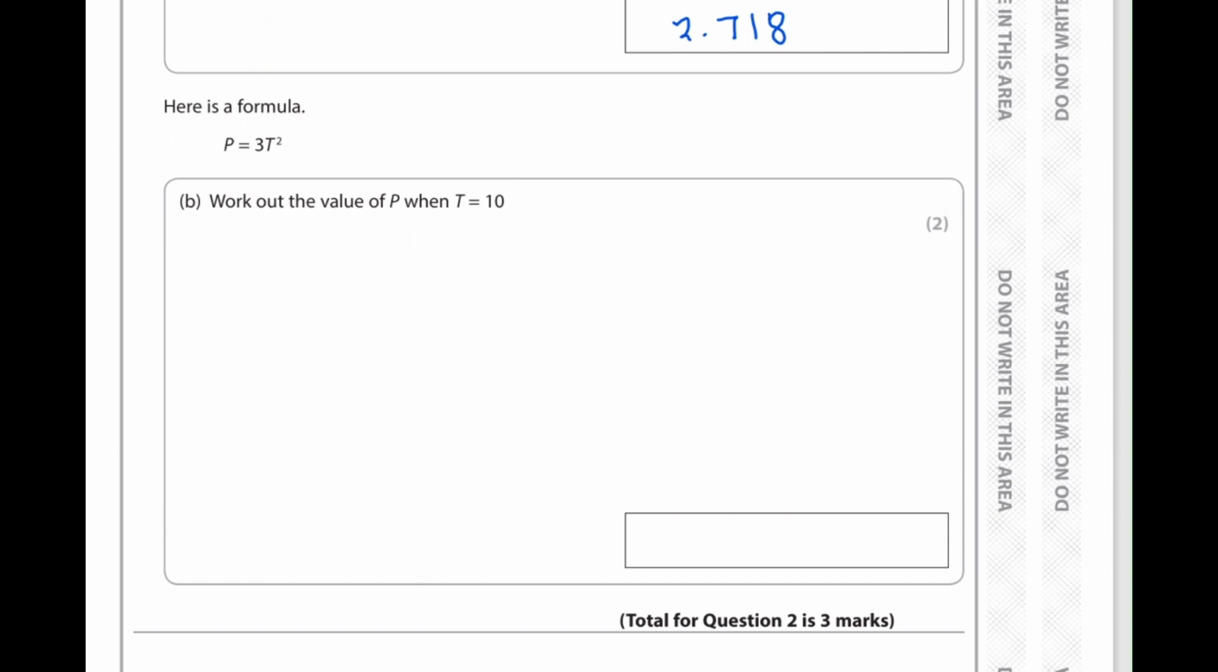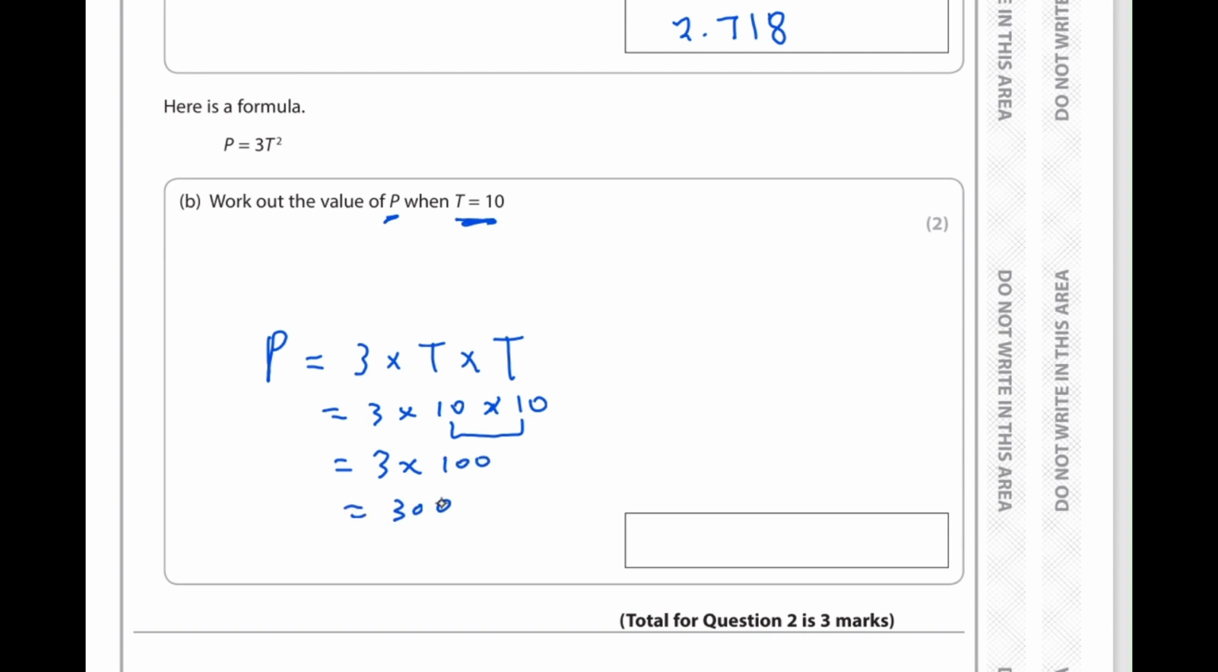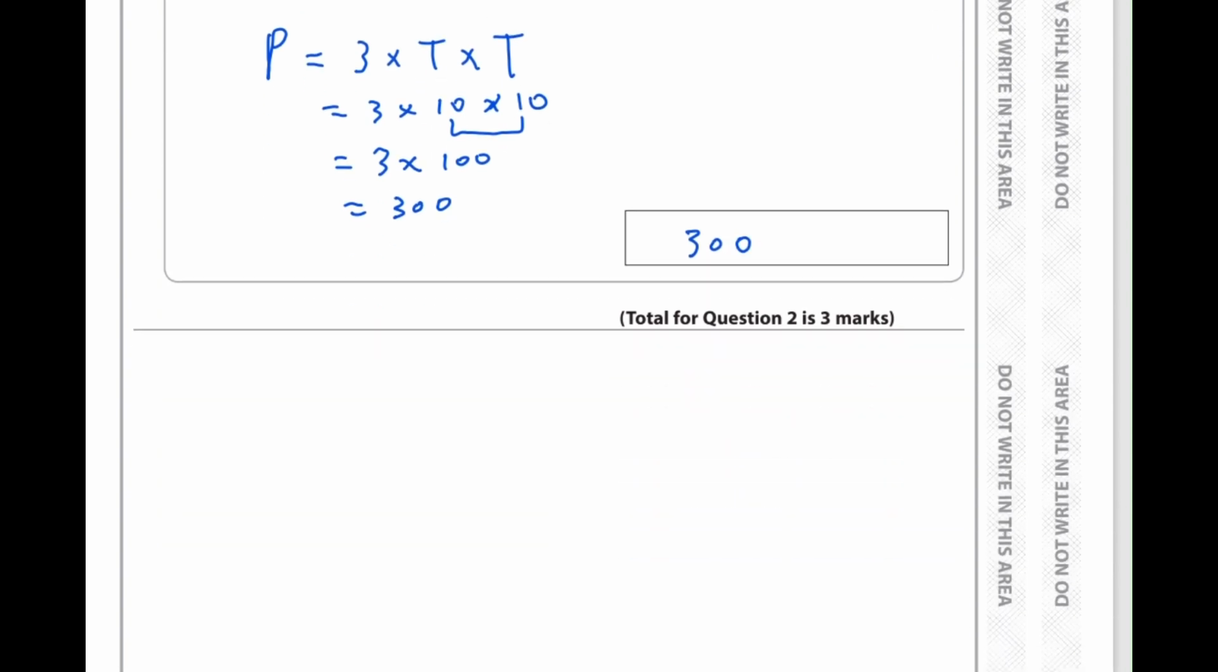Alright, next one. Use the formula p equals 3t squared. Work out the value of p when t equals 10. So p equals 3t squared, which just means 3 times t times t. In this case, 3 times 10 times 10. Let's keep it even quicker: 10 times 10 is 100, 100 times 3 is 300. So our answer is 300.